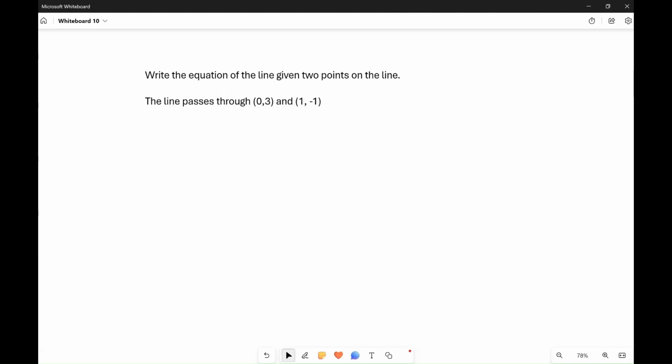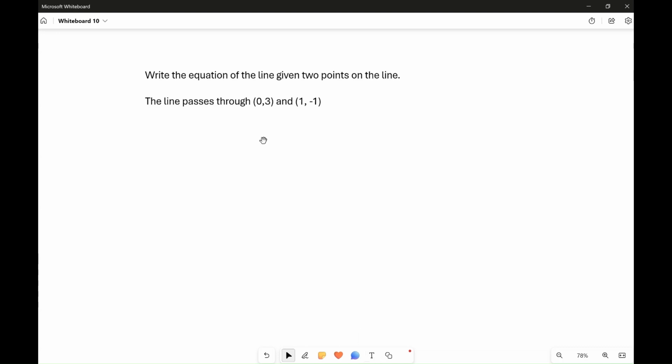Hi, everyone. We're going to be working with writing the equation of a line when given 2 points on the line. So we're going to start with this example where we have a line that passes through the points (0, 3) and (1, -1).